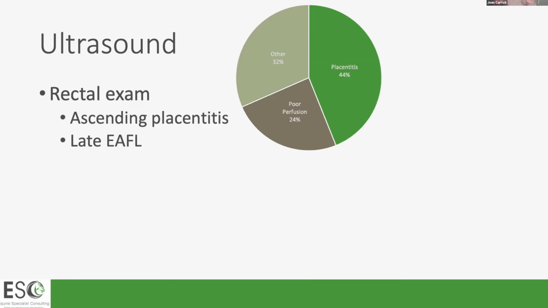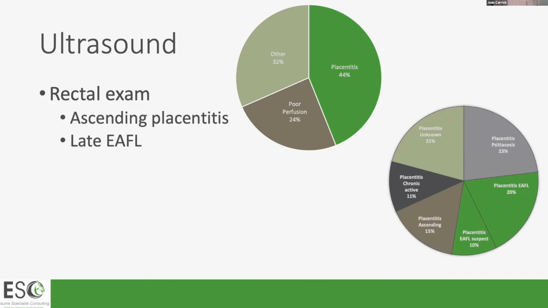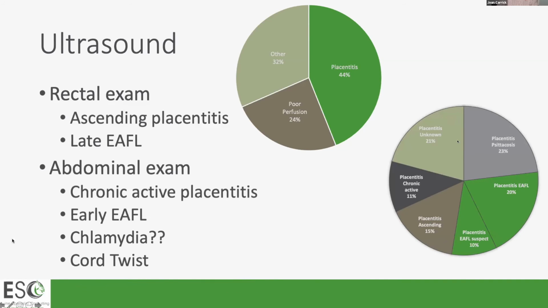once again, you've got to think about placentitis only causes less than half, 44% of our losses, and these other cases like poor perfusions and a lot of these other ones will not be picked up by the rectal ultrasound. And then a whole lot of other causes of placentitis, the early EAFLs, the chronic actives, can't be picked up by that as well.